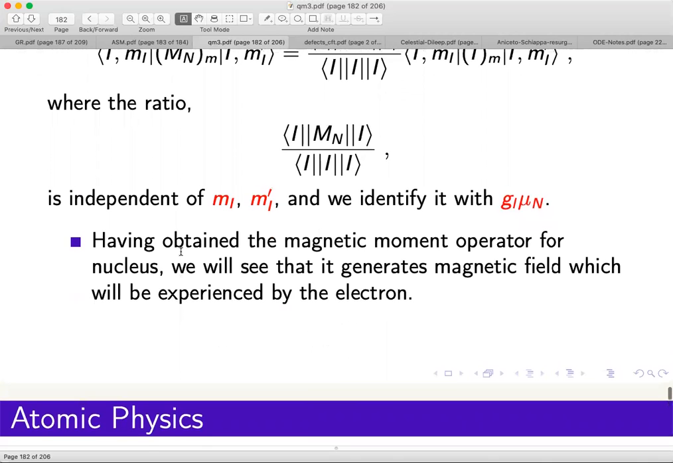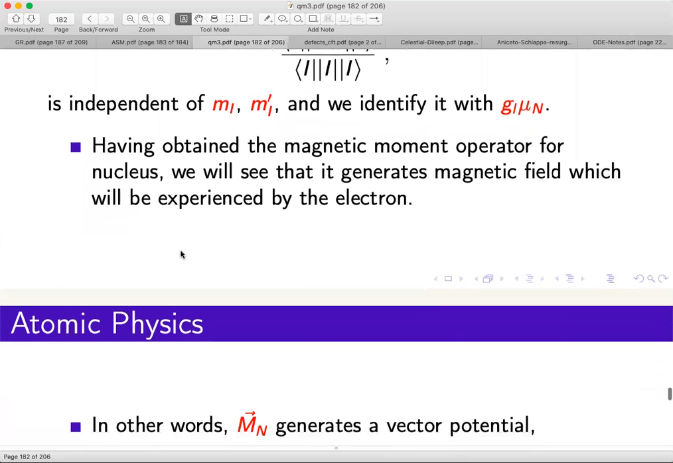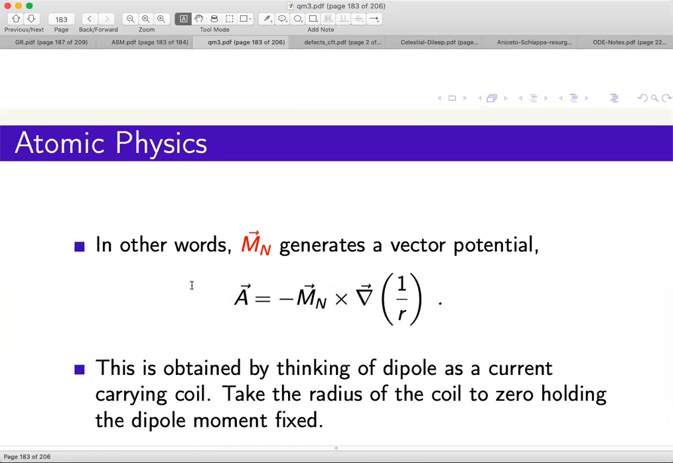So now the point here is that once you have obtained a nuclear magnetic moment operator, clearly it would generate some magnetic field, and that magnetic field would be seen by the electron, and we would have to ask what the nuclear magnetic moment does to the electronic states. Clearly, if you have a magnetic moment, it would produce a new vector potential. Remember, originally when we solved the problem, our problem was basically just p squared upon 2m plus the Coulomb potential. That is what the Schrodinger equation was.